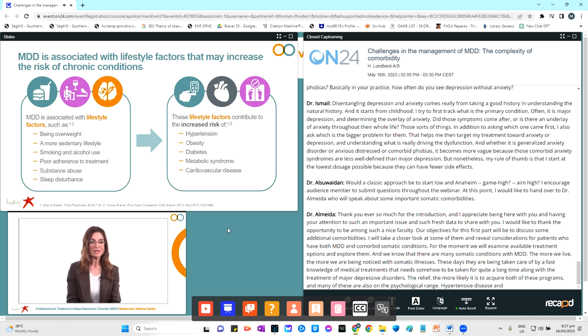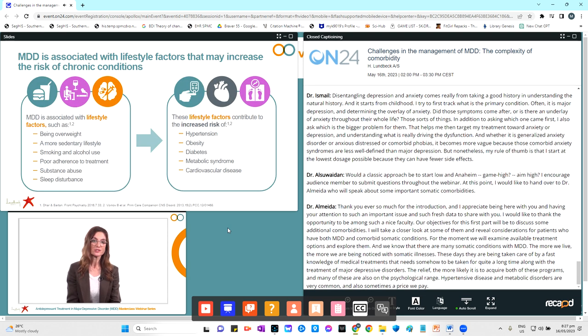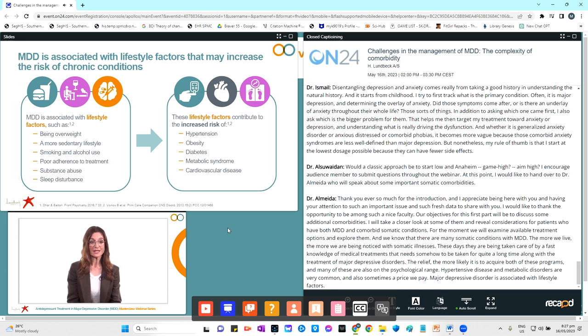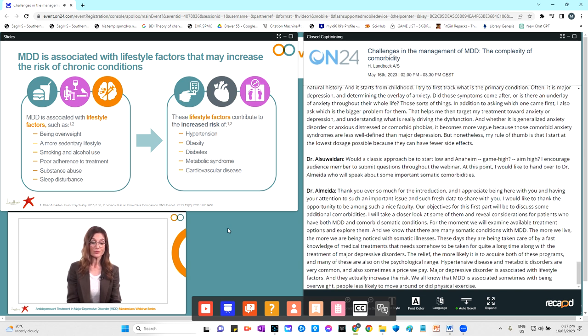Hypertensive diseases and metabolic disorders are very common and are also sometimes a price we pay. And why do I say this? Well, major depressive disorder is associated, as you all know so well, with lifestyle factors, and they actually increase the risk of chronic conditions. We all know that MDD is associated with being overweight and with a more sedentary lifestyle. A volitional syndrome makes people more sedentary and less likely to move around or do physical exercise. They have comorbidity sometimes with smoking and alcohol use. And they sometimes also adhere poorly to treatment. Actually, it's not sometimes, it's quite frequent that adherence is an issue.